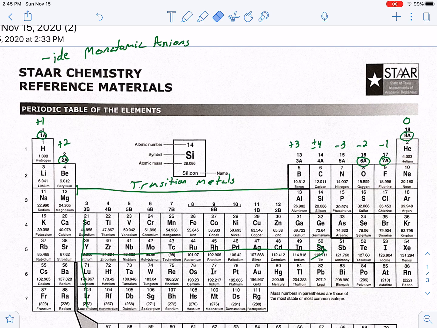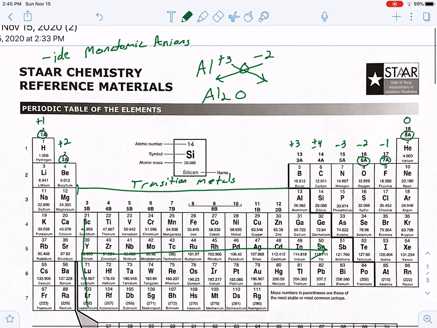Okay, so now let's try another one. So let's say we have Al plus 3, so aluminum, and we have oxygen with a -2 charge. Okay, so I can tell right now that these are not balanced. So you can do the crisscross method here. So you can take this 2 down here and take this 3 here. So basically that states that I need 2 aluminums and 3 oxygens. So that is the crisscross method.